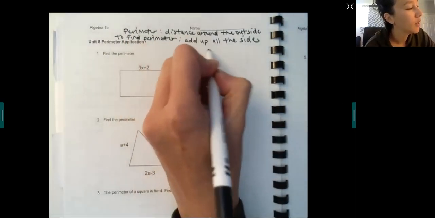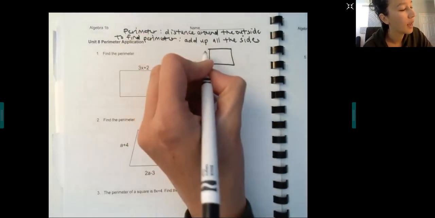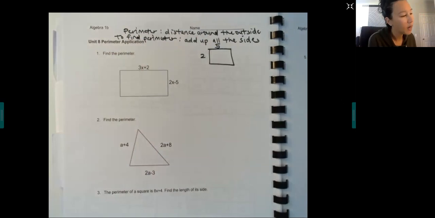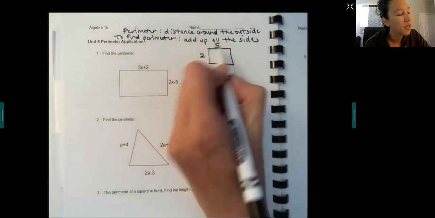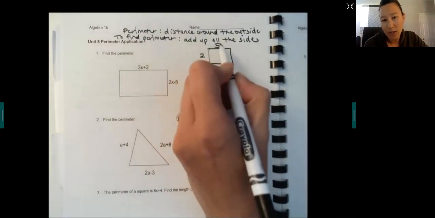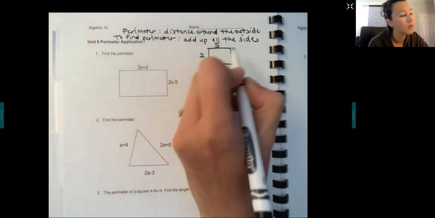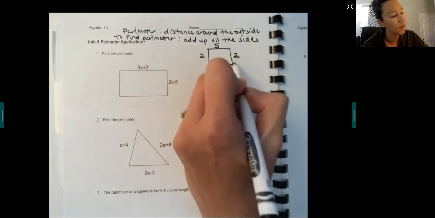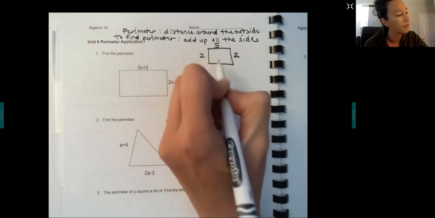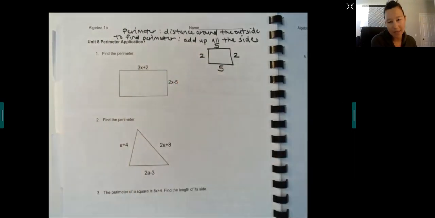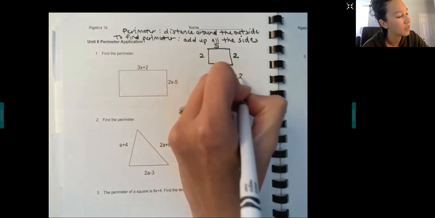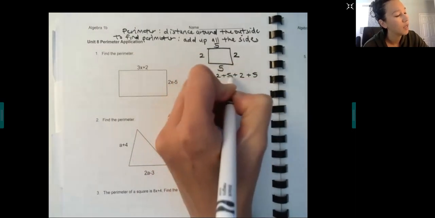So let's just do a really simple one. So say this side was 2 and this side was 5 and we wanted to find the perimeter. Well, just because two sides are labeled doesn't mean we just add the 2 and the 5 and say the perimeter is 7. So we have to add up all the sides. So you want to label this side. If this side's 2, then we know this side's 2 because it's a rectangle. If this side's 5, then we know this side's 5. And then to find the perimeter, we would add 2 + 5 + 2 + 5.